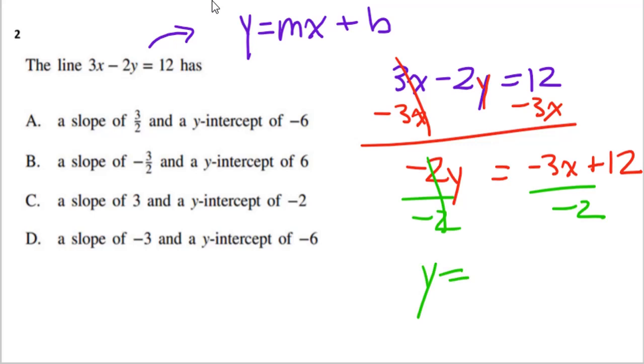So my slope, it looks like, right, I'm going to have to divide everything by -2. So -3 divided by -2. In my calculator, if I just do like alpha y equals, it gets me 3/2. And then if I do 12 divided by -2, I get -6. So that would mean my slope is 3/2 and my y-intercept, or my b, is -6.